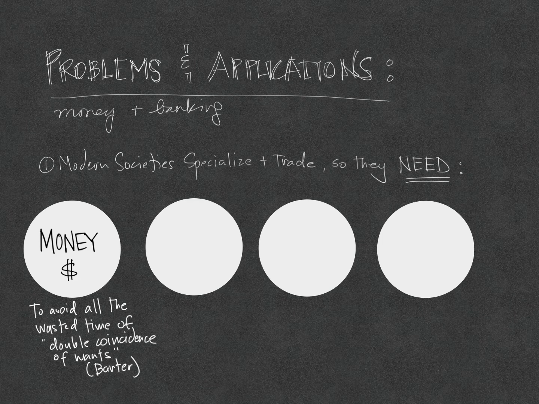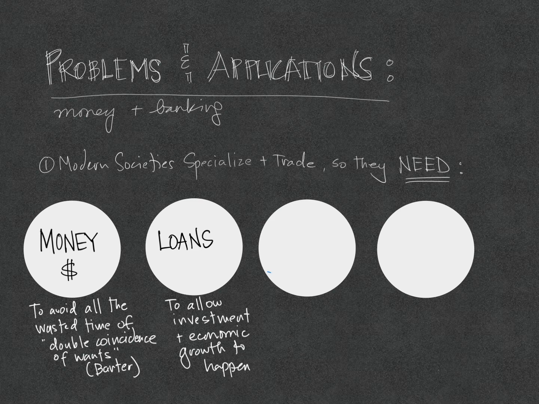So let's talk problems and applications regarding money and banking. Here's the argument. All modern societies specialize in trade, which means we're going to be trading with a bunch of strangers. And that means we need a couple things. The first thing we need is money. Instead of relying on barter, we want to not waste time finding people that have the exact inverse of what we have and need. And so we want money. Right? Money helps alleviate all that time wasted.